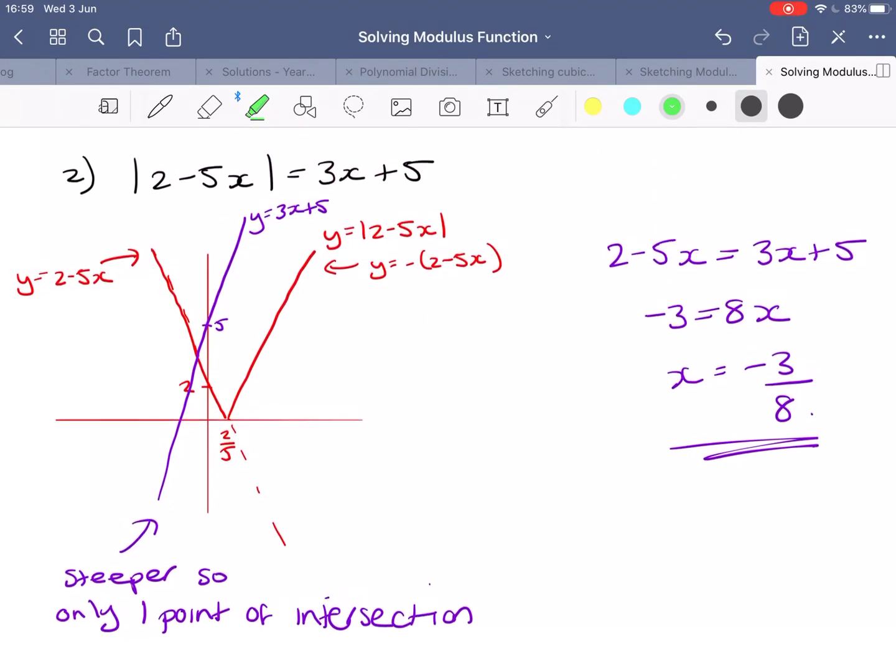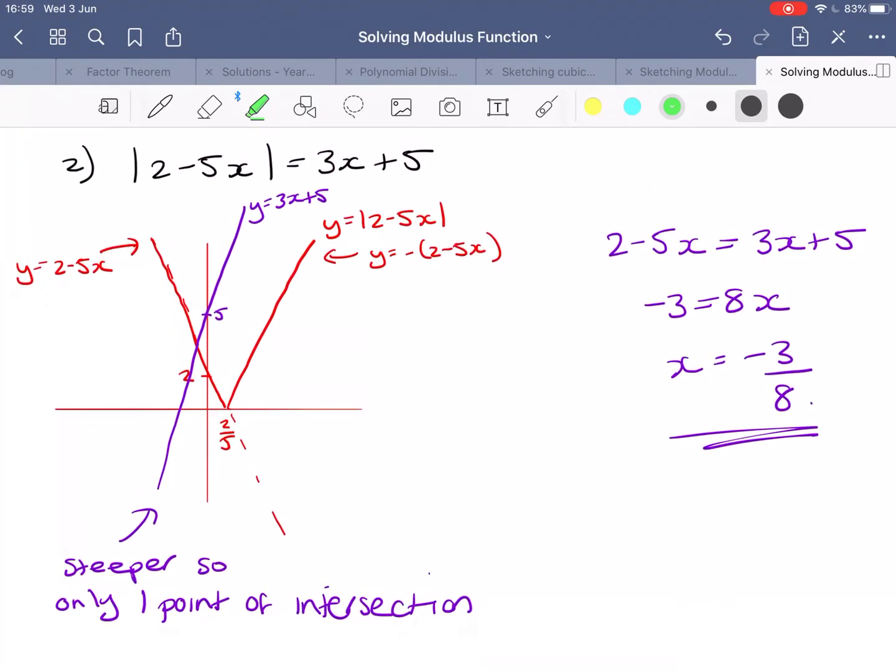Okay, now with this one, you've got the positive version of the line that's the modulus, because remember, this is the positive version of the equation of the line, because the equation of the line is y equals 2 minus 5x, okay? And then you've got it meeting the line y equals 3x plus 5, and so you get an answer of x equals minus 3/8.